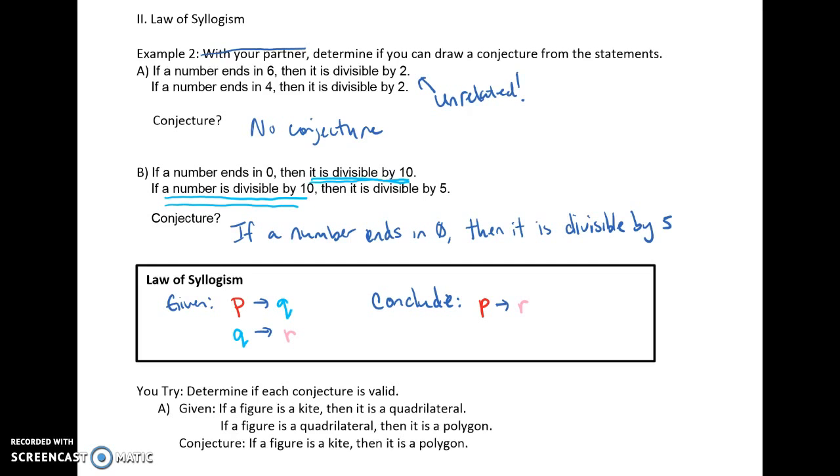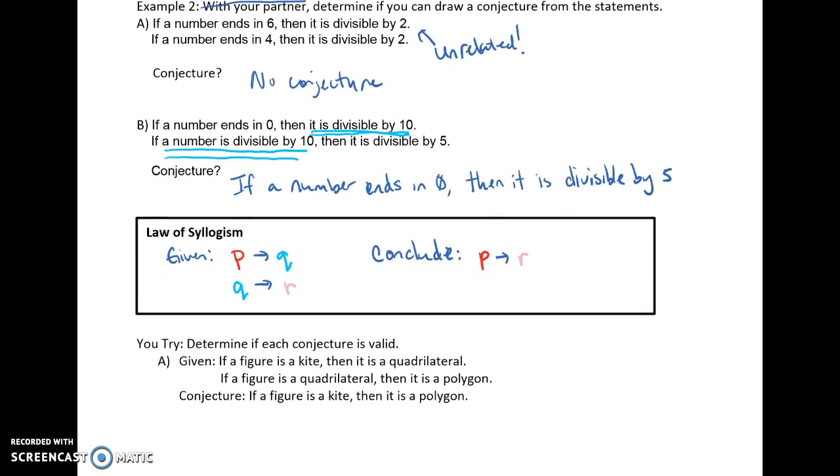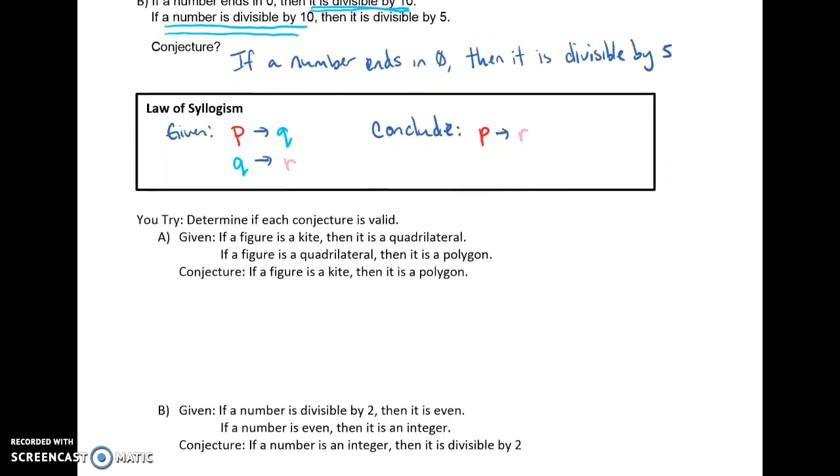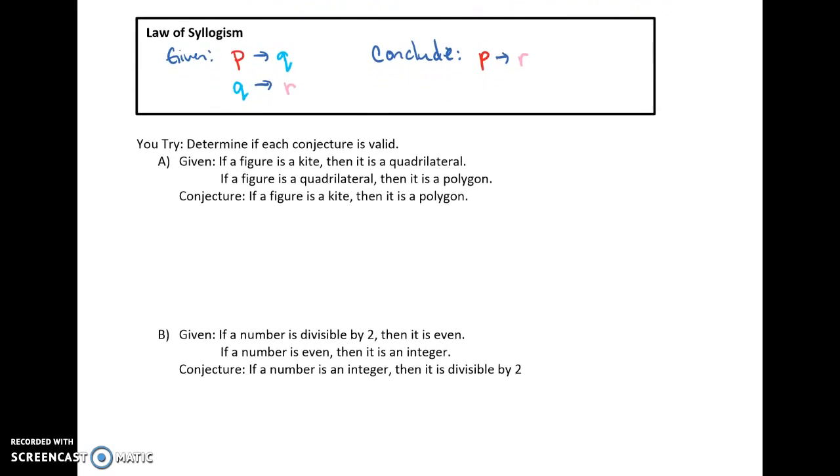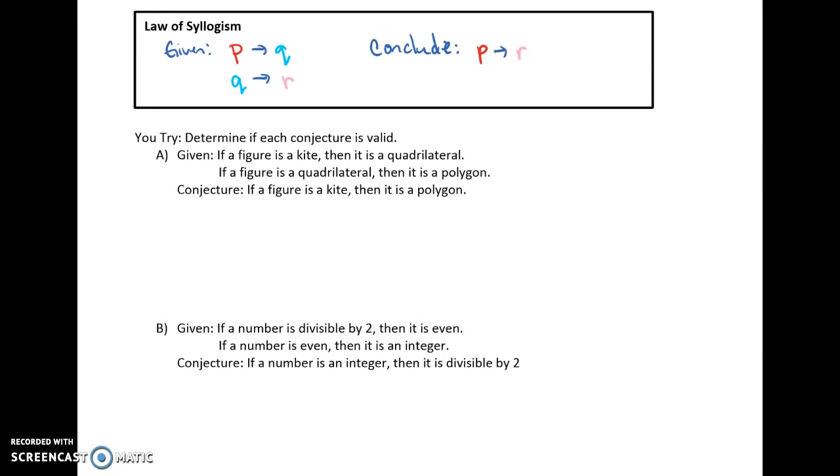So if you take a look at the Try problem, go ahead and try those out, A and B. And again, we'll definitely be practicing this in class so you can start recognizing the patterns. So even though it's deductive reasoning, we're using statements, we're still using pattern recognition, our inductive reasoning here, to determine if we can make a conclusion. So try that out, A and B.